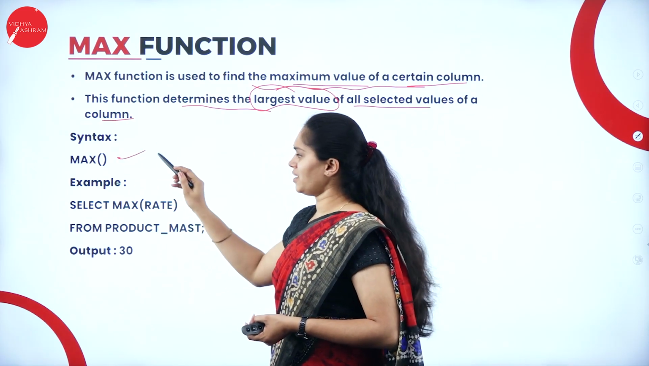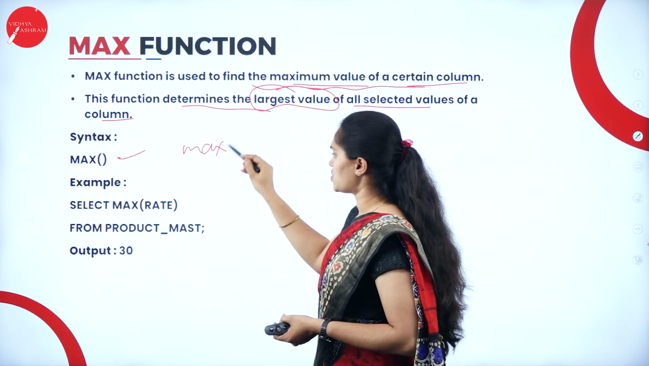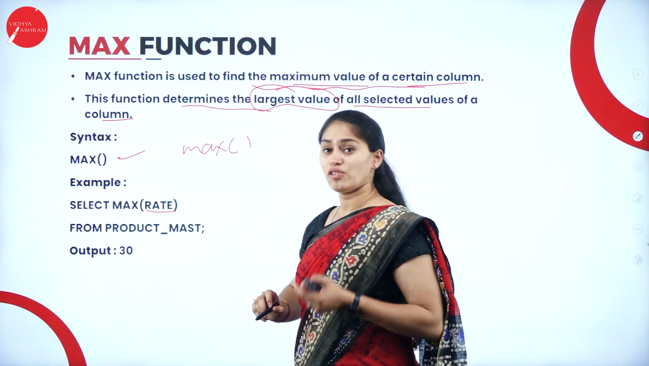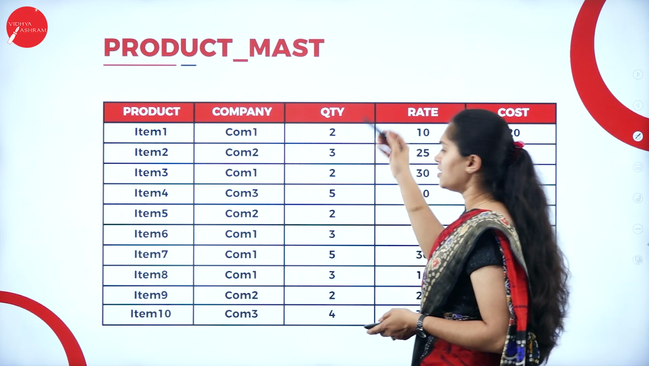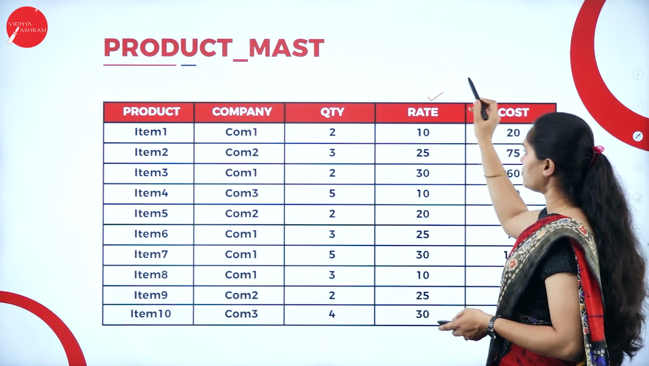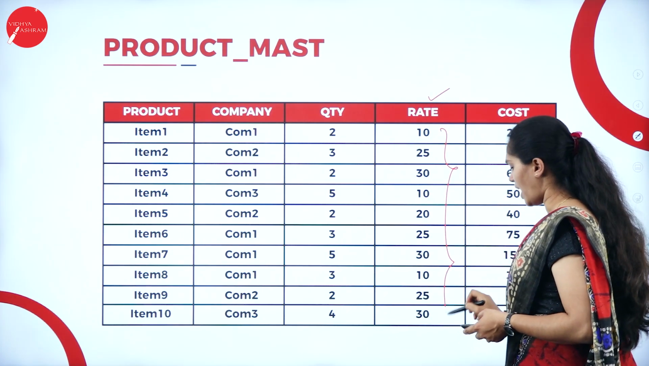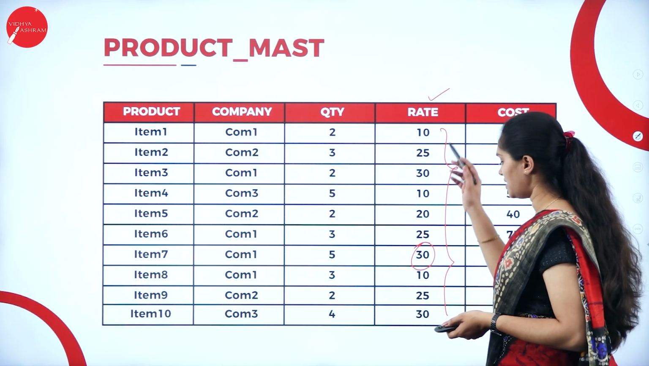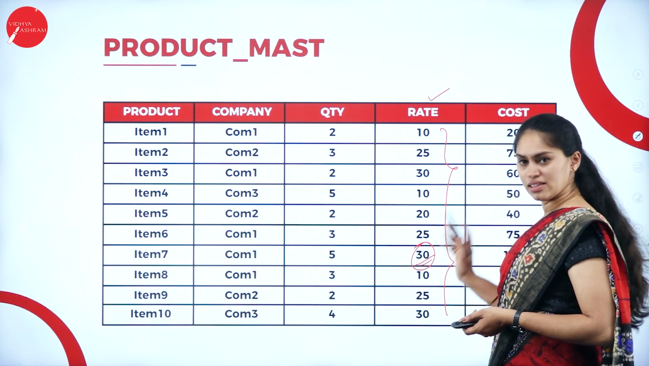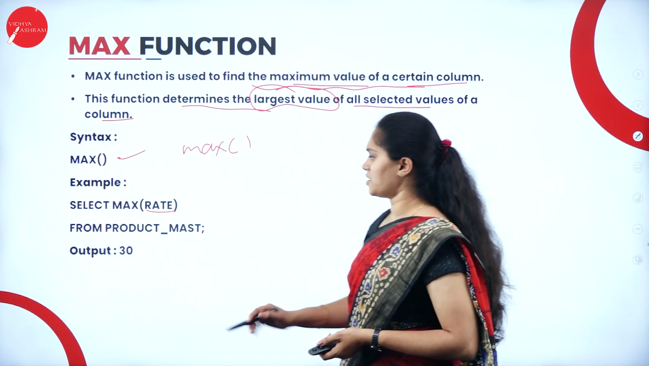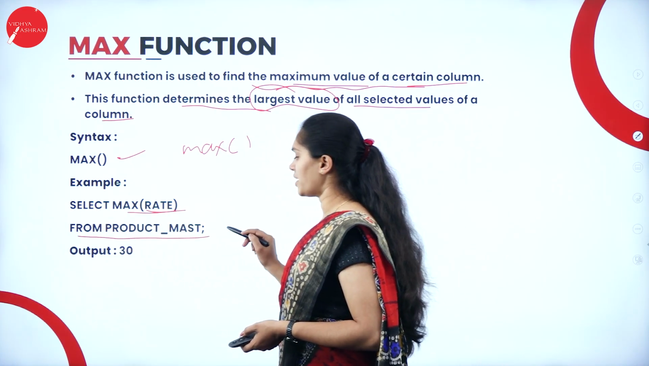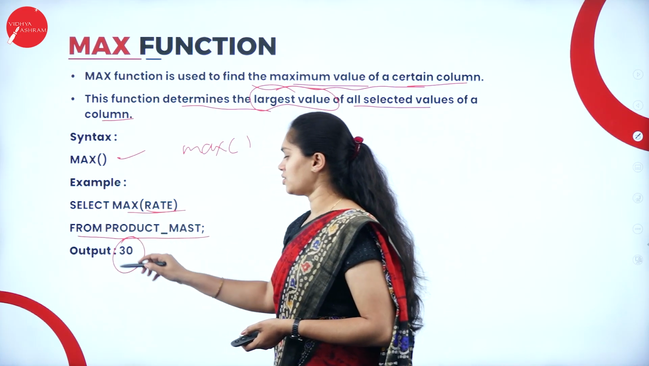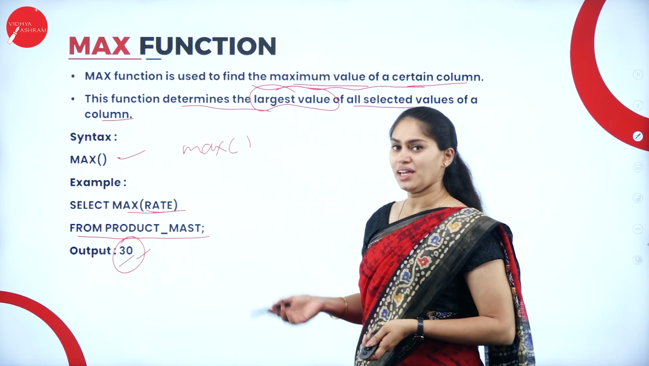The syntax will be max function. So here we are finding the max of rate. Already we have the columns here. Out of the rate, which is the maximum value? If we see the maximum rate, it will be 30. So the output will be 30. Select max of rate from product master table. If we select so, then the maximum value will be 30.